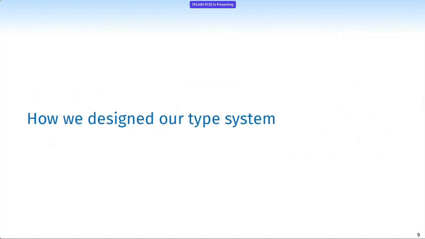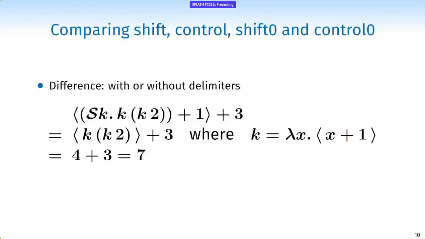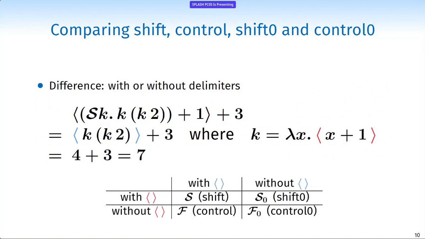So far I talked about my motivation and the goal of my research, so I'm going to talk about how we design our type system. First, I'm going to compare shift, control, shift0, and control0, and the difference is just the delimiters, colored in red and blue here. As you can see in the table, control does not have red delimiters, shift0 does not have blue delimiters, and control0 has neither red nor blue delimiters.